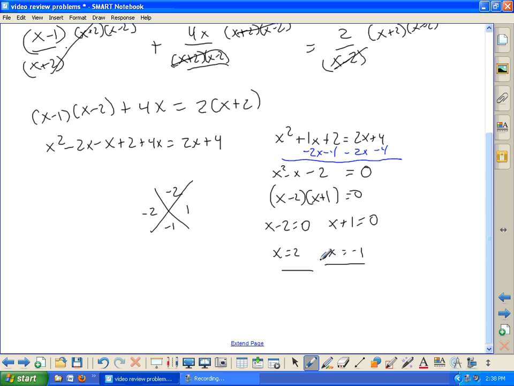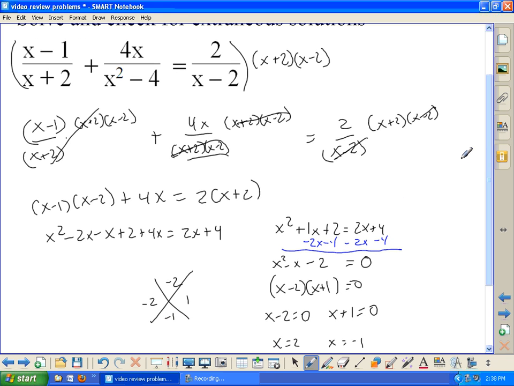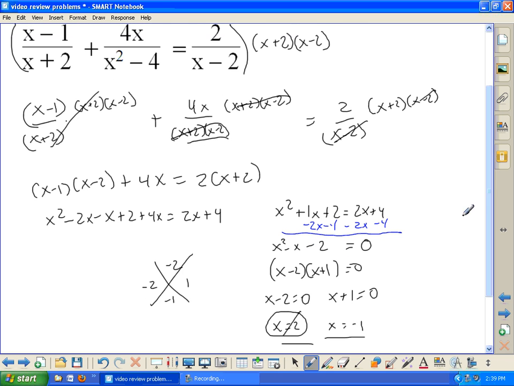Now remember, with rational equations, you have to check for extraneous solutions. You have to make sure that you're not dividing by 0. If you plug the 2 in, here, here, here, you can see that a 2 minus 2 on the bottom causes division by 0. That makes this an extraneous solution. If you take negative 1 and you plug it in here, here, here, here, here, you should get a true equation. So let's look at that.